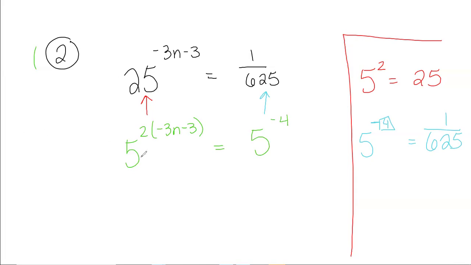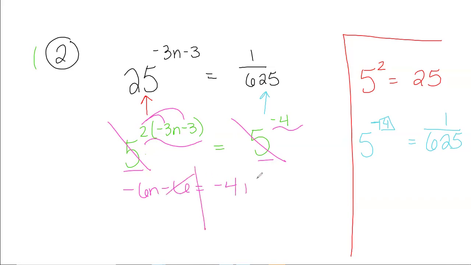Now we're cooking. The bases match and you can get rid of them because this power now needs to match this power. Bye-bye, or kapoosh if you watched my previous video or if I've been your legit teacher. And let's distribute. Negative 6n minus 6 equals negative 4. Solve. I'm going to add 6. Negative 6n is 2. Divide by negative 6. Reduce to negative 1/3.